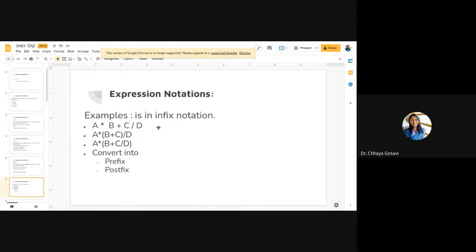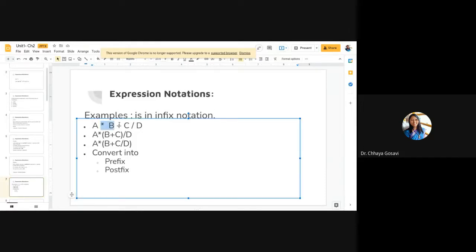So these are infix notations, right? The operator is between operands. Now we want to convert it to prefix and postfix. How to convert?